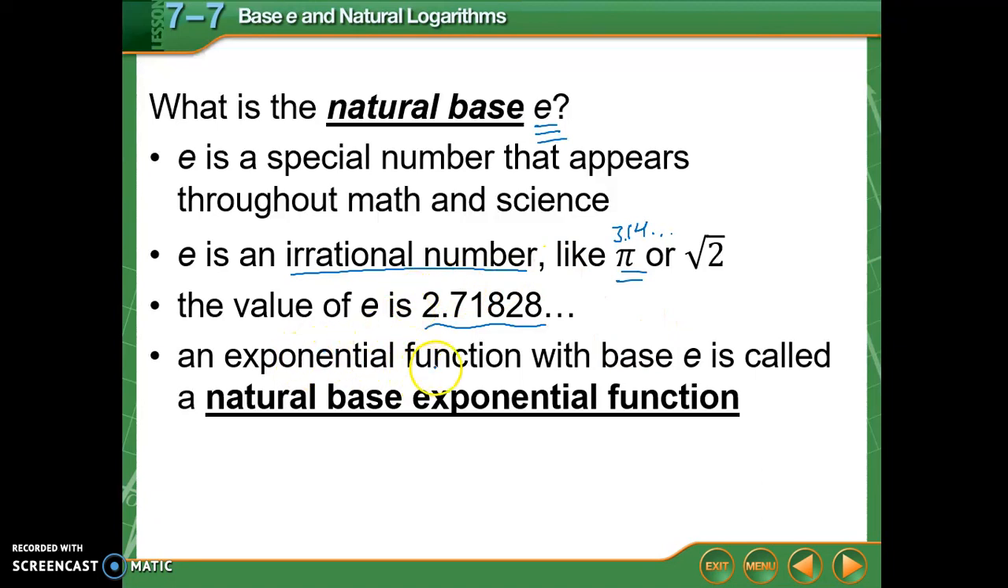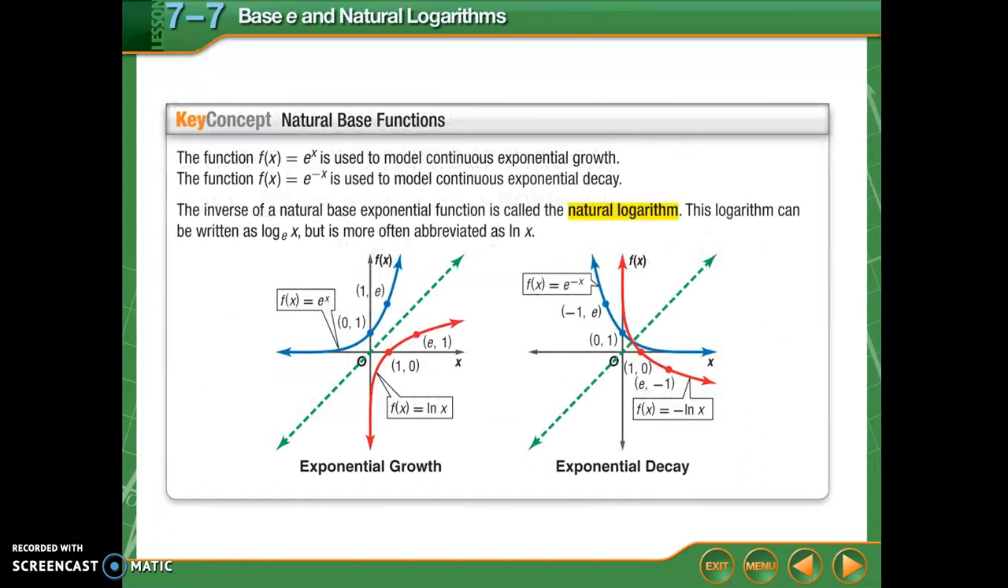And if I have an exponential function that has a base e, so if I have e to the x, I call that the natural base exponential function. All right, take a look at this slide here. Be careful, we're going to talk about exponential functions that involve e and logarithmic functions that involve e.